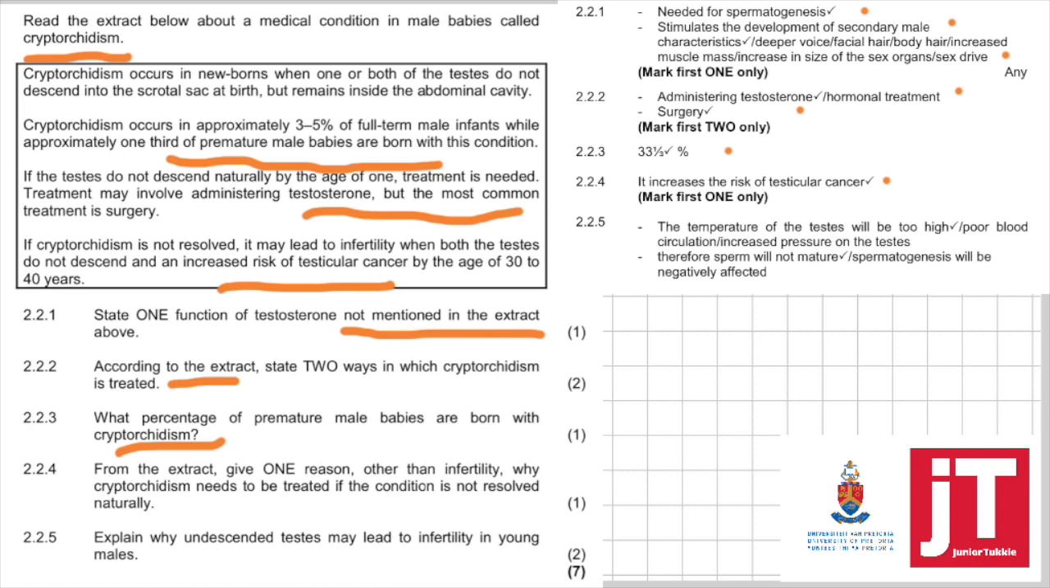And then 2.2.5. Explain why undescended testes may lead to infertility in young males. Now we know the temperature of the testes will be too high. There'll be increased pressure, poor circulation of blood. Sperm will not mature, spermatogenesis will not take place, or it will be negatively affected. Right.